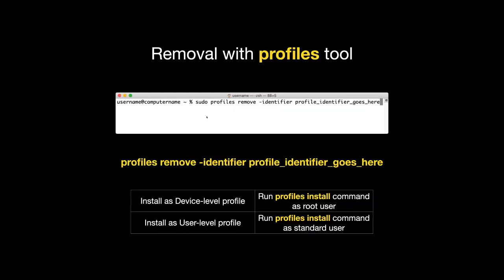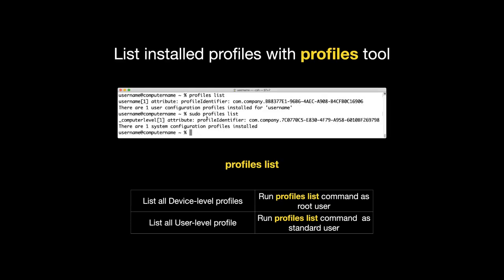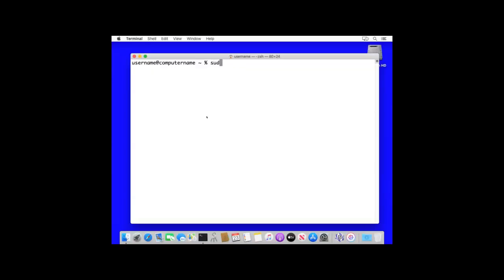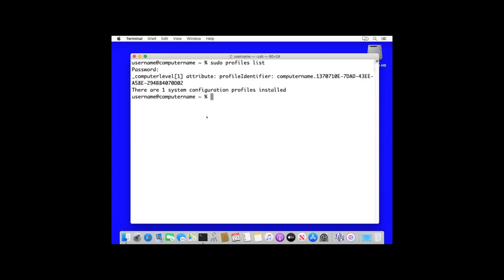To remove a profile using the profiles tool, you would use the profiles tool's remove verb with the identifier flag, where the identifier is the payload identifier associated with the profile. So to find the installed profiles' identifiers, you can run the profiles tool with the list verb. So let's take a look at how to do that. So first thing is let's run sudo profiles list. Put in our password for sudo. And it's going to give us that profile identifier, which in this case is computer name followed by a UUID.